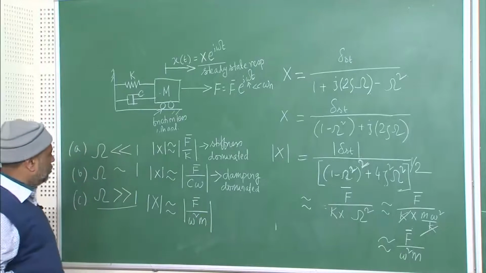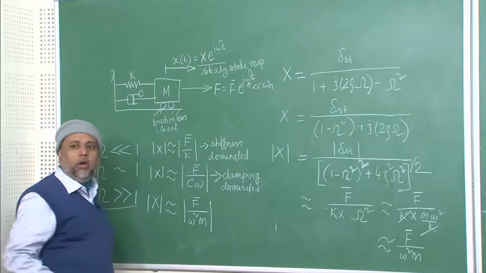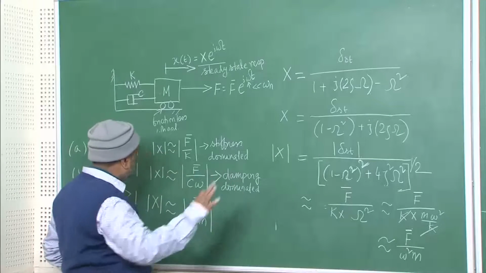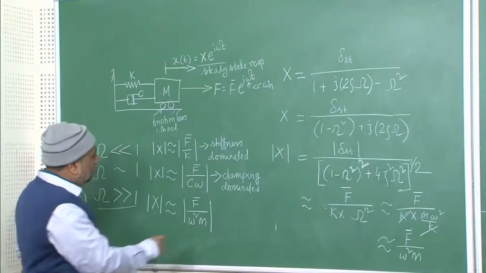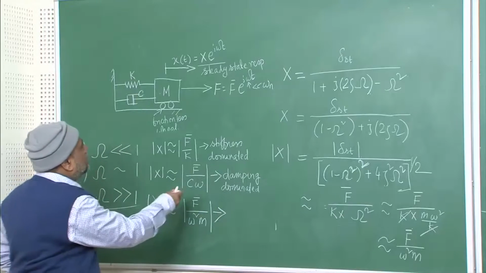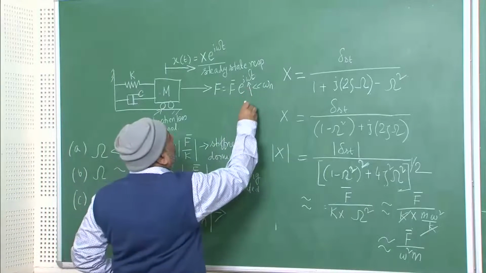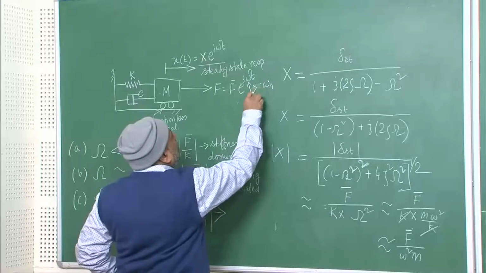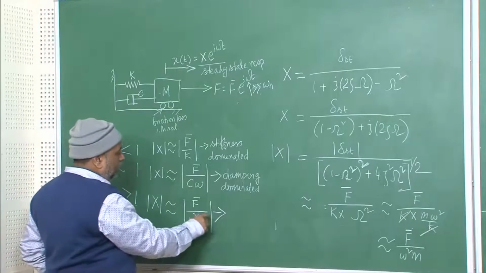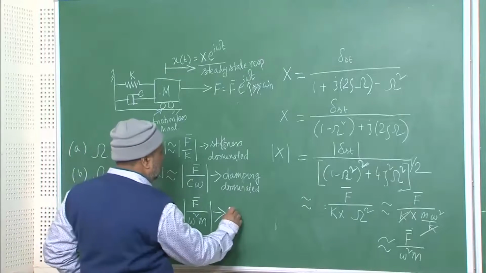This is also interesting. That means in a particular region vibration control has nothing to do with damping, but to do with the mass of the system. When omega is much greater than omega n, it is all the mass that matters. So, this is mass dominated.